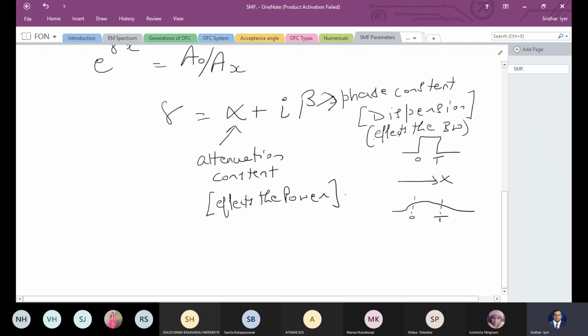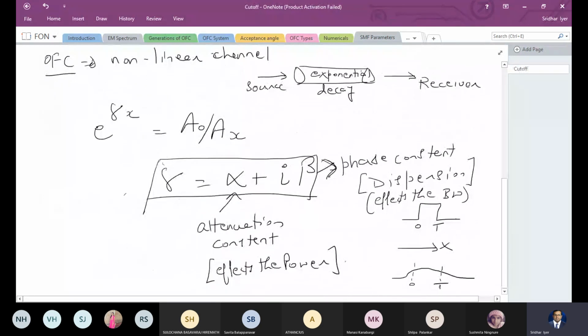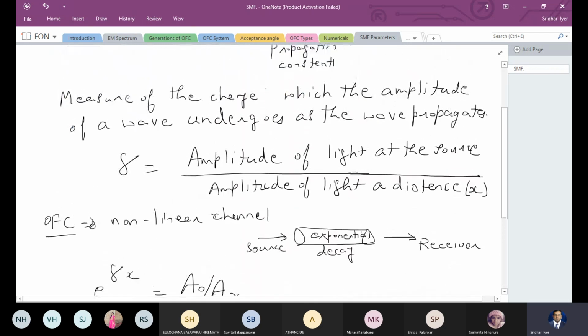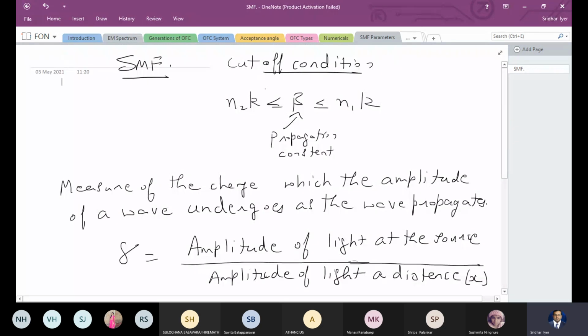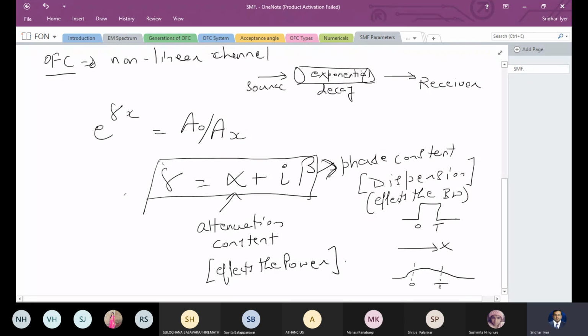We'll see more details of this gamma equal to alpha plus j beta. In fact, we are going to see a lot of detail about alpha, a lot of numericals based on it, and then a lot of numericals based on beta as well, and what kind of dispersion occurs, because there is a certain kind of dispersion in multimode fiber and a certain kind in single mode fibers. In module 1 we only introduce these factors, but in module 2 we pick up each factor, alpha and then beta, and analyze them in detail.